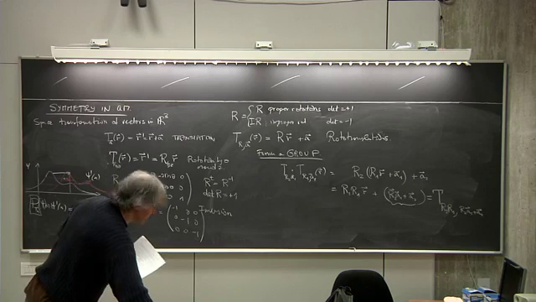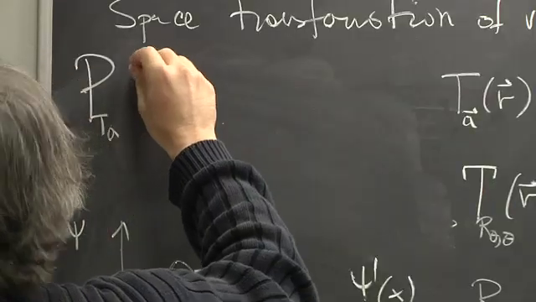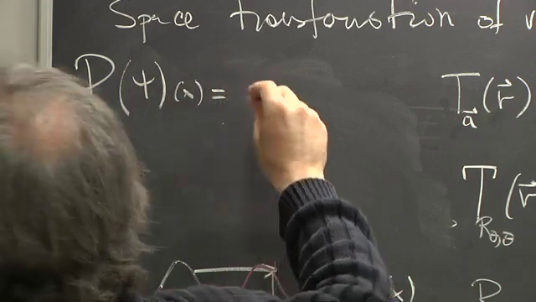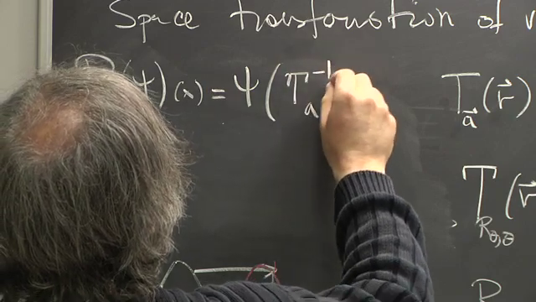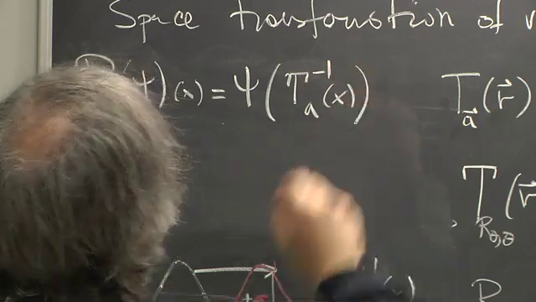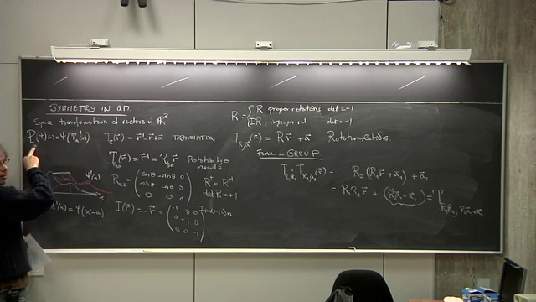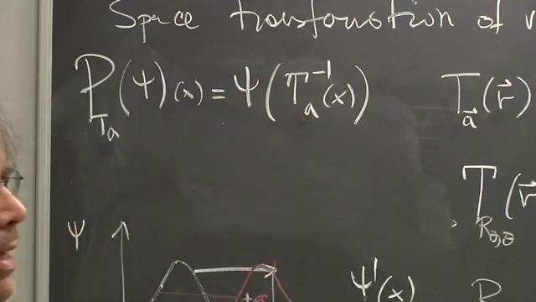I write it here. So P of T_a acting on a function psi is a new function which is equal to psi calculated at T to the minus 1 of a applied to x. Okay? You see, this x minus a is the inverse of the translation I have operated here. I might write it as T of minus a, but perhaps it's better to understand that this is really the inverse. In a rotation in general, it is the inverse rotation. Okay? All right. Is this clear to everybody?